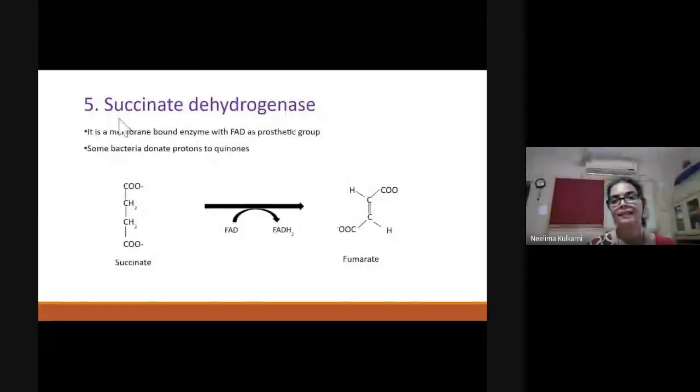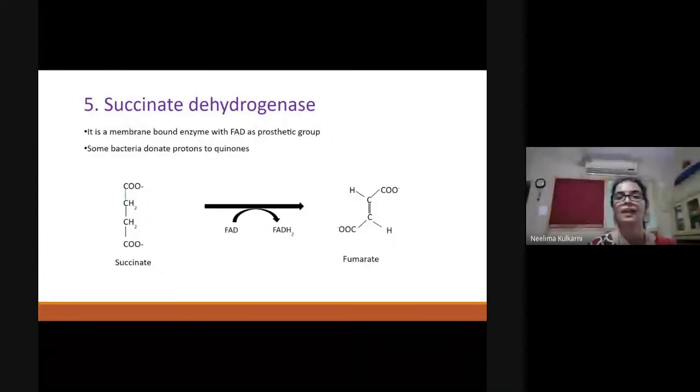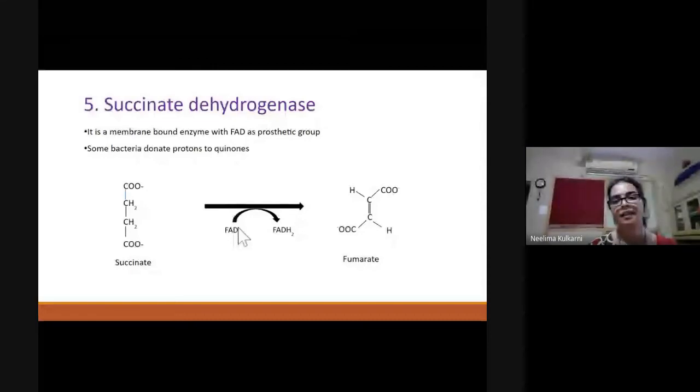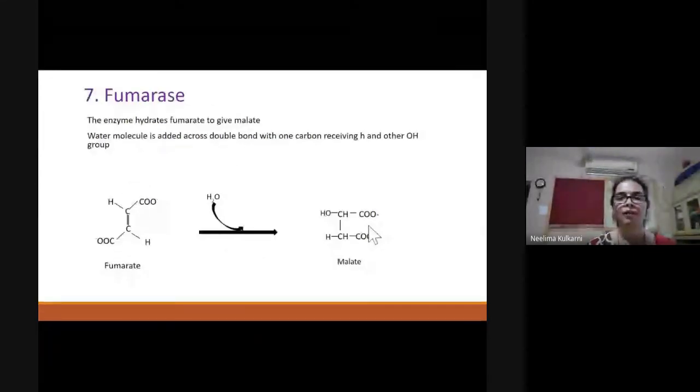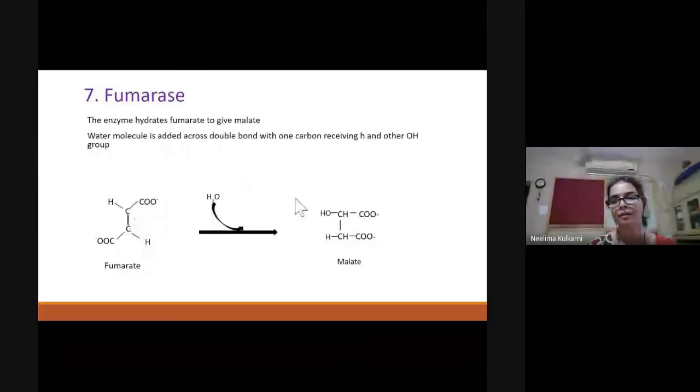Now, succinate that is produced by the action of isocitrate lyase can be acted upon by succinate dehydrogenase. We have seen this reaction in TCA cycle. The enzyme has FAD as the prosthetic group. Fumarate will be produced. A double bond is introduced between these carbons. Fumarase adds a water molecule across the double bond to give malate.